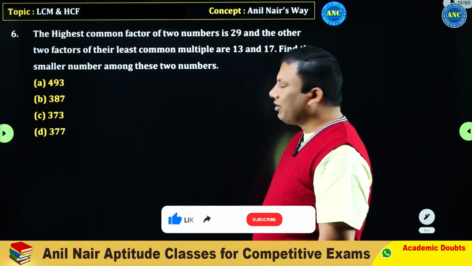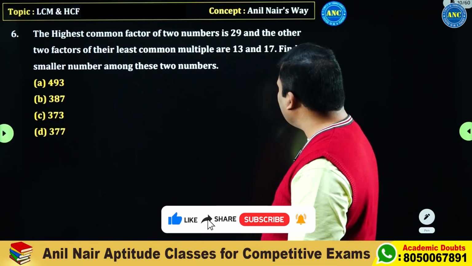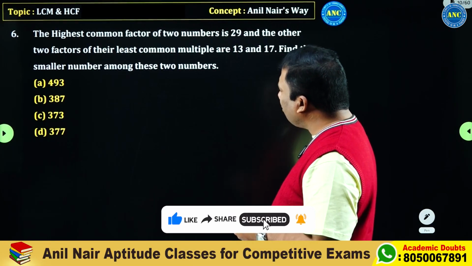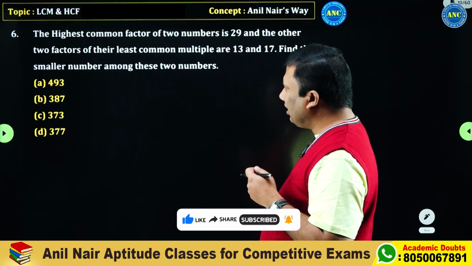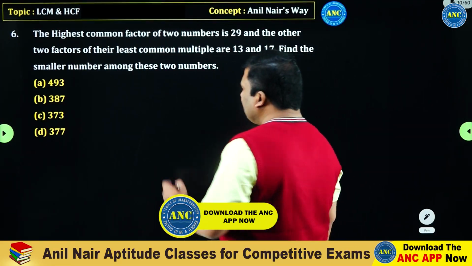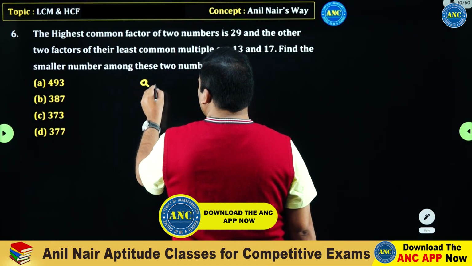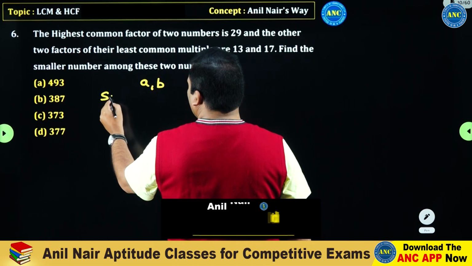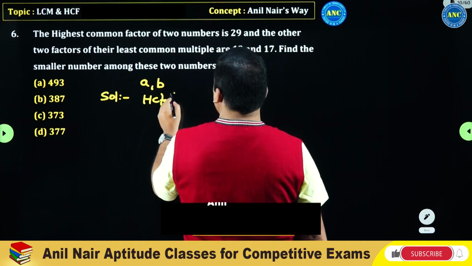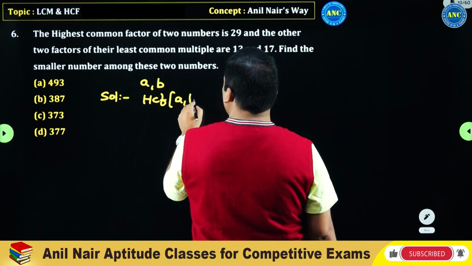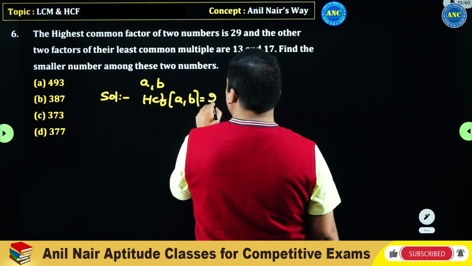The highest common factor of two numbers is 29, and the other two factors of their least common multiple are 13 and 17. Now, what is given? Let the two numbers be a, b. What is given in the question? HCF of a, b is 29.